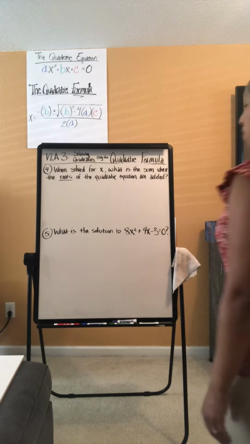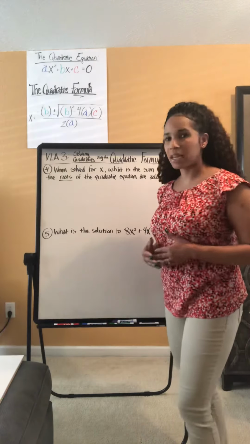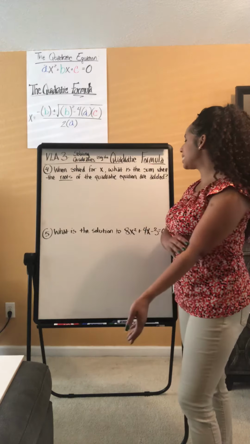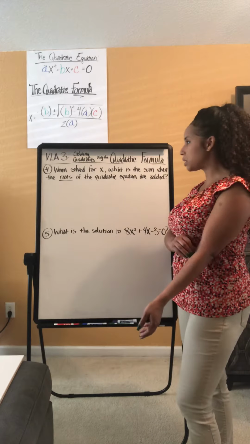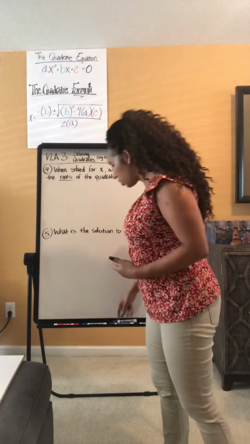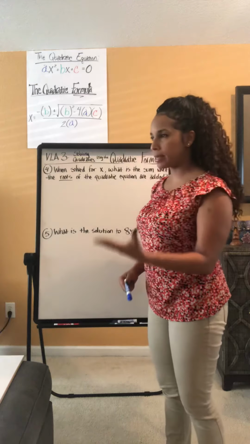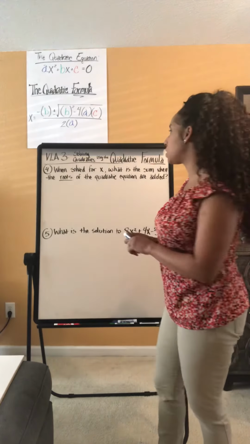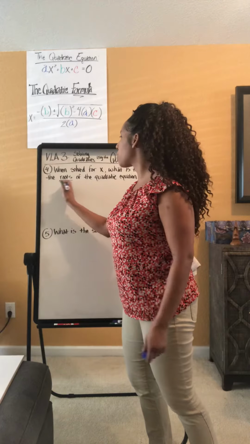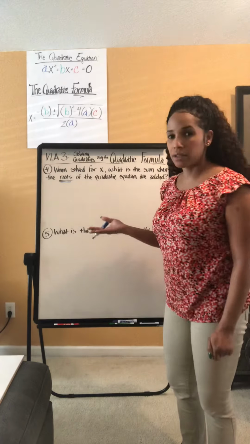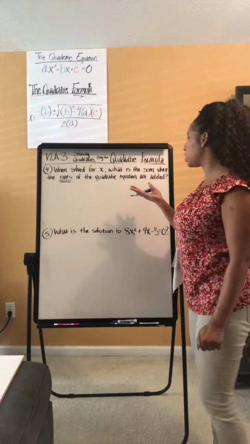Okay, part 2 of solving using the quadratic formula. Number 4, when solved for x, what is the sum when the roots of the quadratic equation are added? The roots are the same thing as my x-intercepts, my solutions, my zeros. These are all words for the same thing. I want the roots. So basically what they're asking me is solve for x when the equation equals 0.